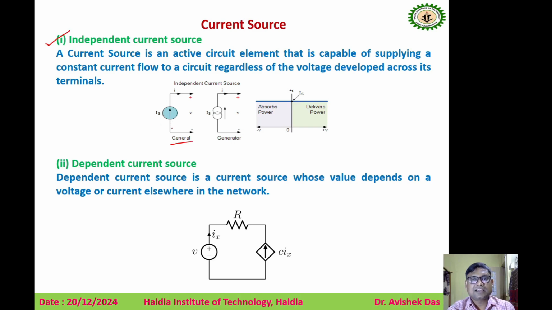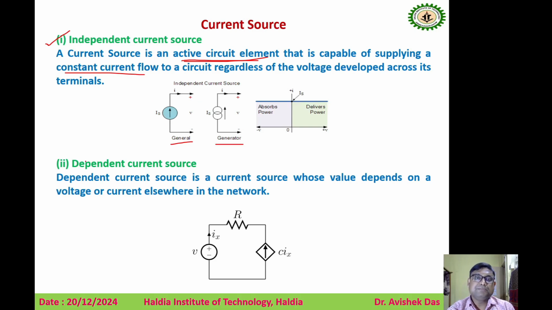We can represent the current source. This one is the generator. So a current source is an active circuit element that is capable of supplying a constant current flow to a circuit regardless of the voltage developed across its terminal. So why is it called the independent current source? Because this current source can generate the current flow, and the amount of current generated does not depend on any other circuit component or network component. That is why it is called the independent current source, right?